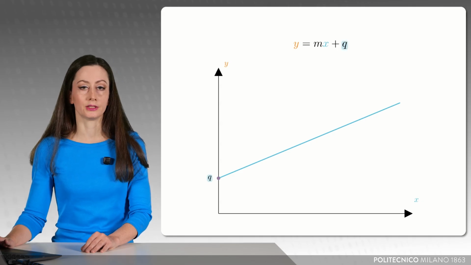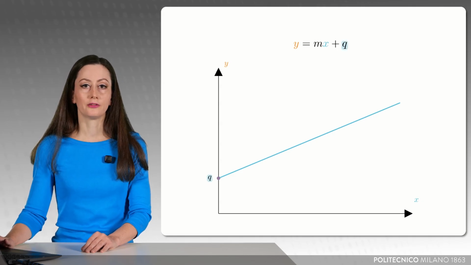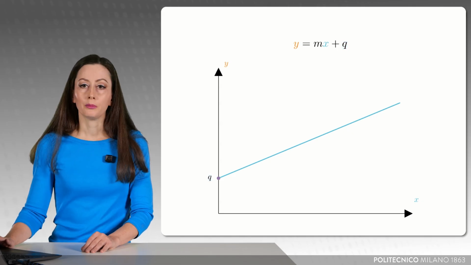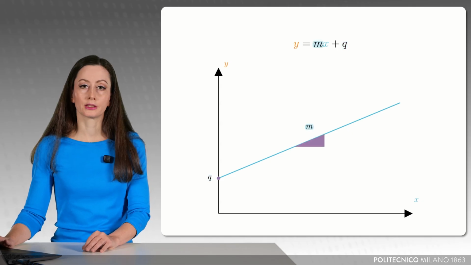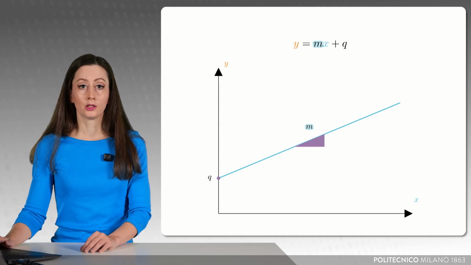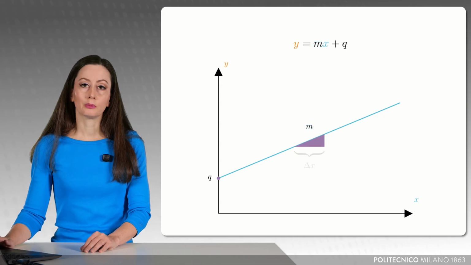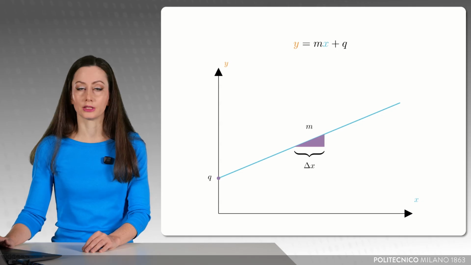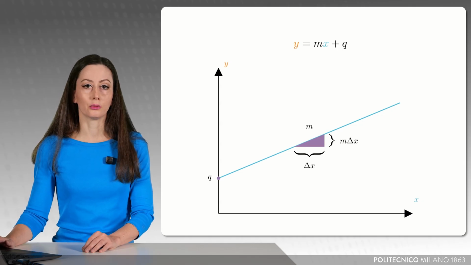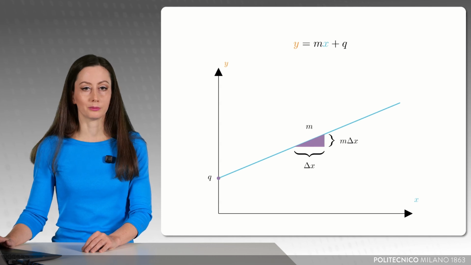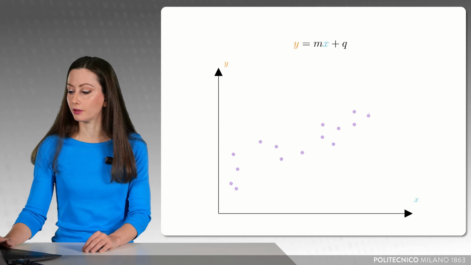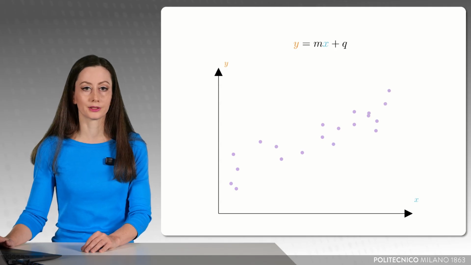Specifically, q represents the y-intercept, that is, the value predicted when x is equal to 0. m, instead, represents the slope of the line, that is, the rate of change of y with respect to x. Or in other words, if the independent variable x increases by a certain amount, delta x, the predicted dependent variable y will change by m times delta x. Let us now see how we can find a line from a cloud of points.